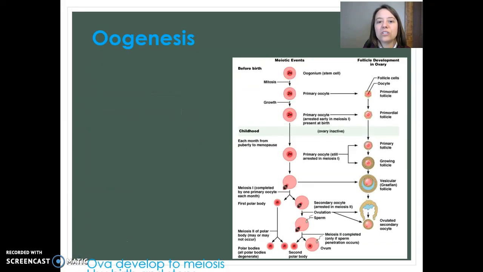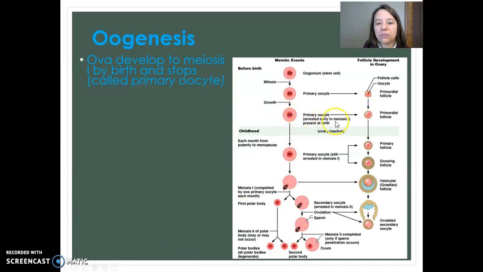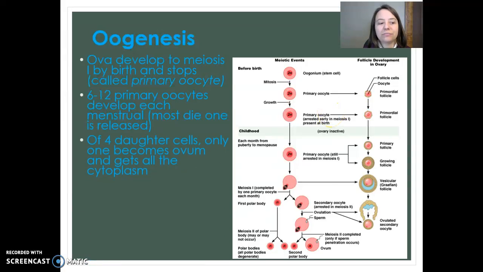So looking at oogenesis, the ova develop to meiosis 1 by birth and stop, and they are called a primary oocyte, right here. And then about 6 to 12 of the primary oocytes develop each menstrual cycle. Most of them die and degenerate and are reabsorbed by the body. One of them will be released during ovulation.